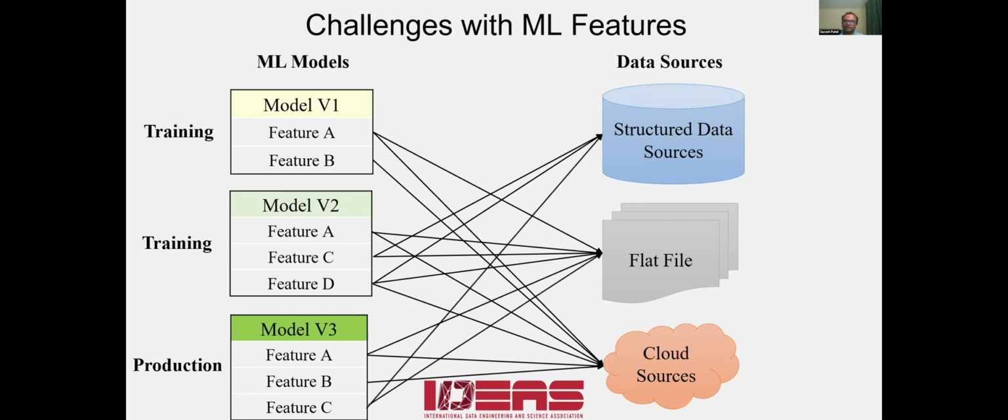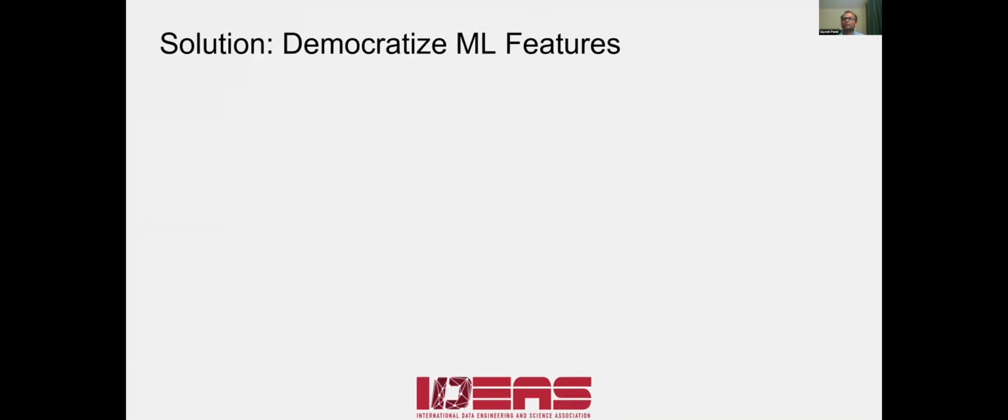It is also hard to search which features are available and which are important features. In this case, feature A was important, but again, we recalculated it each time. The reason is there is no unified storage for ML features. With unified and democratized feature serving, these challenges can be easily solved. Now, let's understand how these challenges can be solved using democratization of ML features.